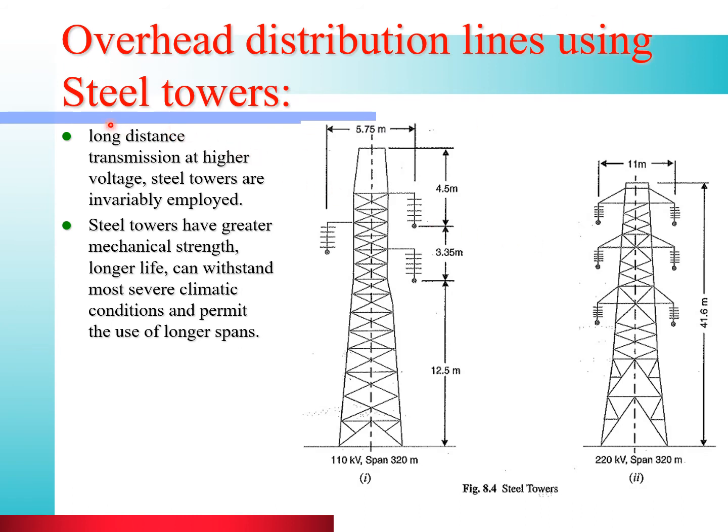Overhead distribution lines using steel tower. In long distance transmission at high voltage, steel towers are used. Steel towers have greater mechanical strength, longer life, can withstand more severe climatic conditions and permit the use of longer span. So this diagram shows the steel tower.